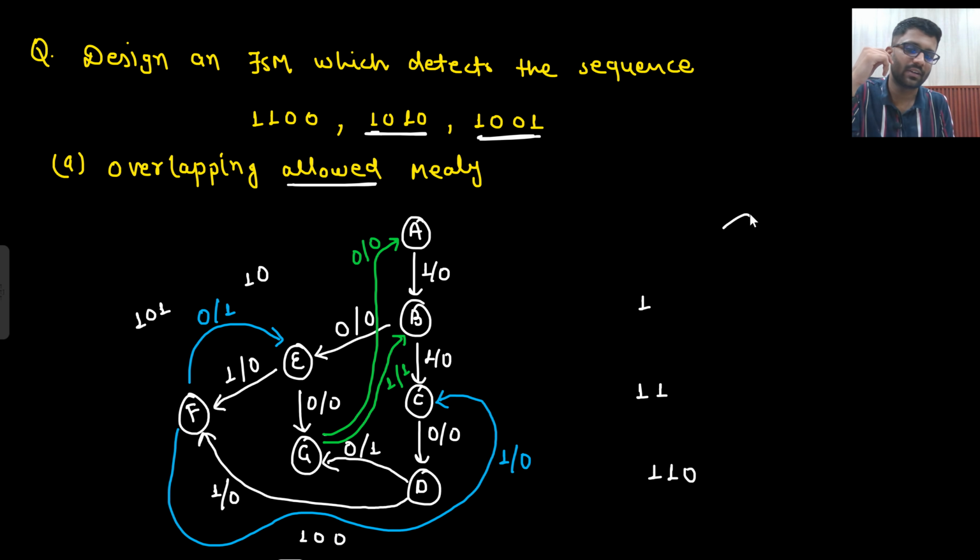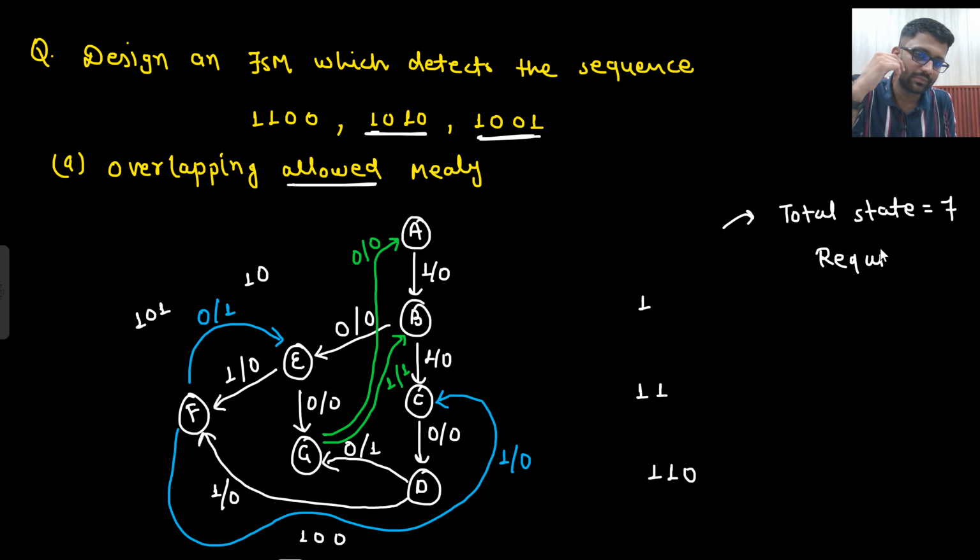Total states are 7. This diagram is not completed, although total state 7, required flip-flop are 3. Tell me one thing, do you need to make this state diagram to get to know required flip-flop?